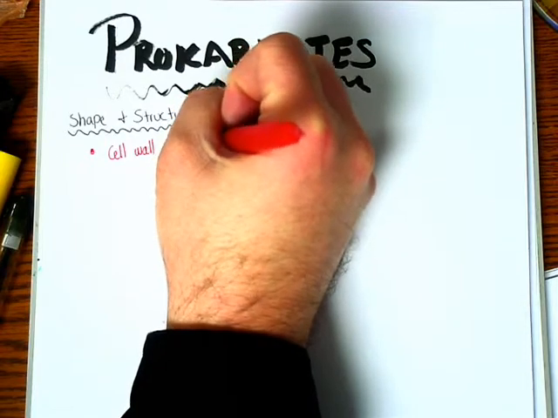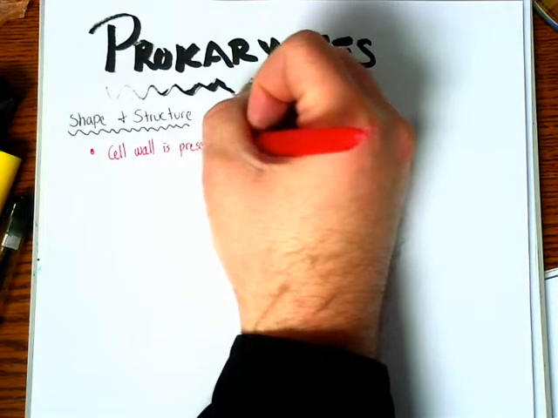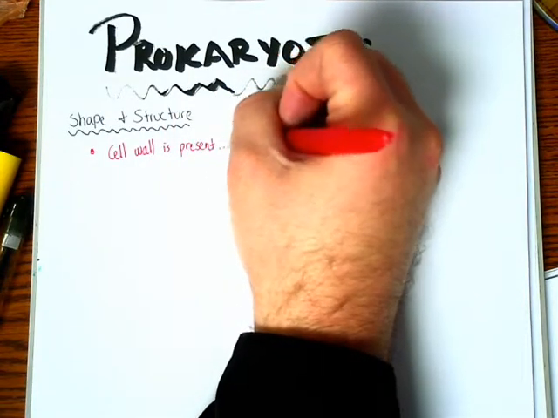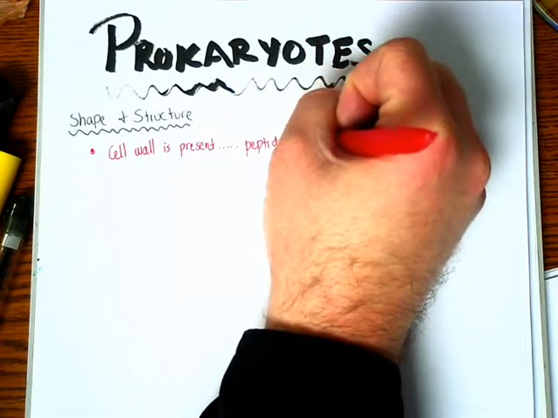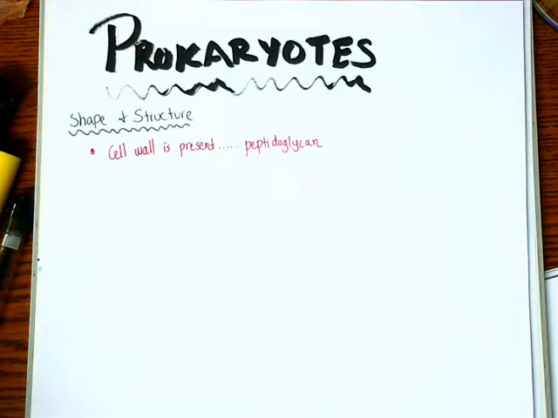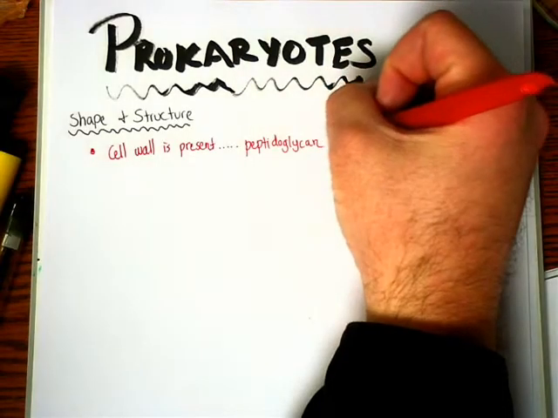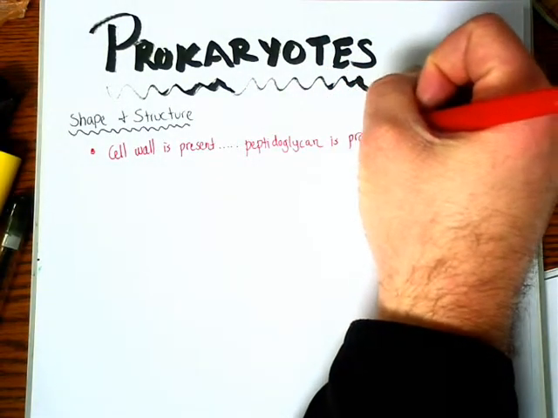What is the cell wall made of? Peptidoglycan, right? Peptidoglycan is the primary constituent. It is a protein and sugar complex.